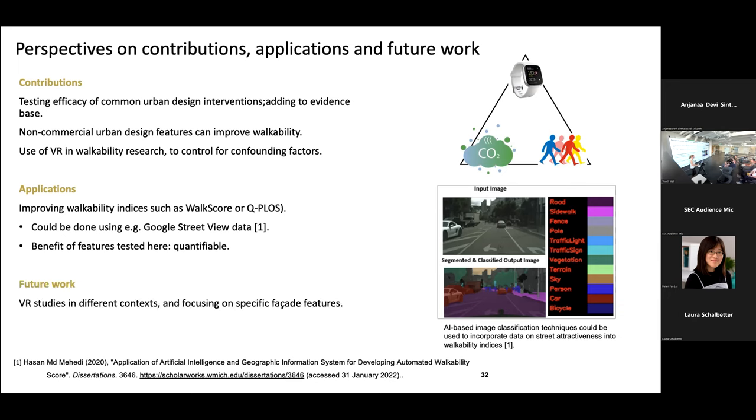And future work might want to look at these results in different contexts, like we do a similar experiment and maybe focus on more specific facade features. And then of course, think of ways to automatically measure this stuff on streets so that you could analyze actual cities with this method. And then do real life studies to confirm the results, like in a non-virtual reality context.